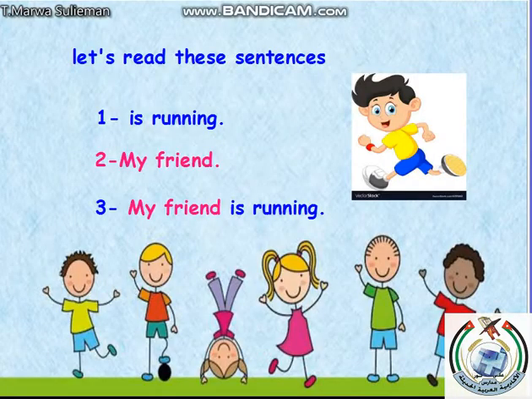First, my students, look at these sentences and read them and tell me which sentence is a meaningful sentence. Number 1, is running. Who is running? Do you understand who is running? What about number 2? My friend.